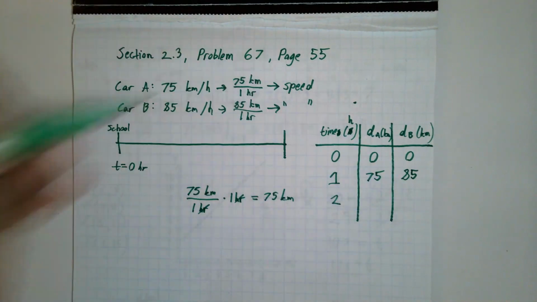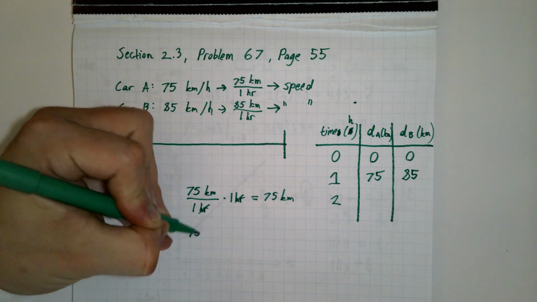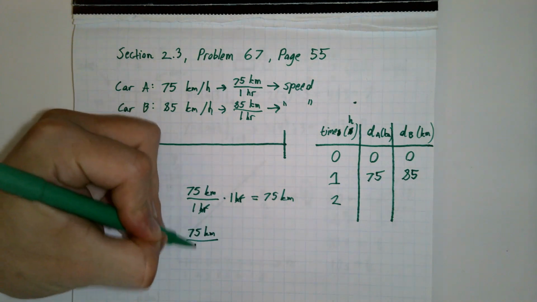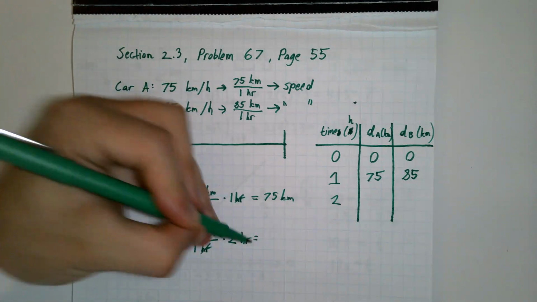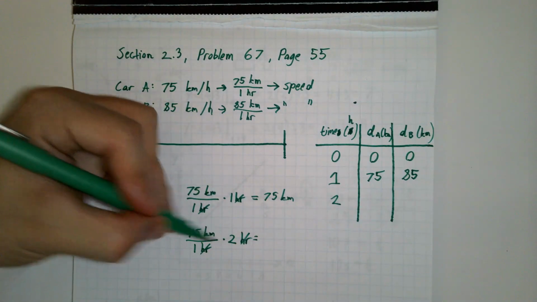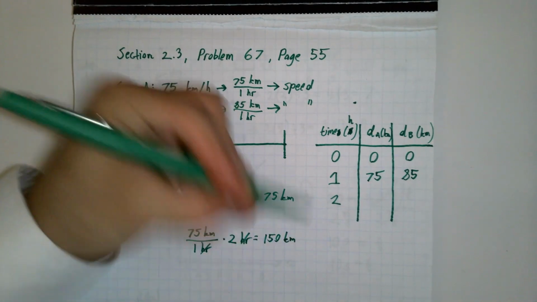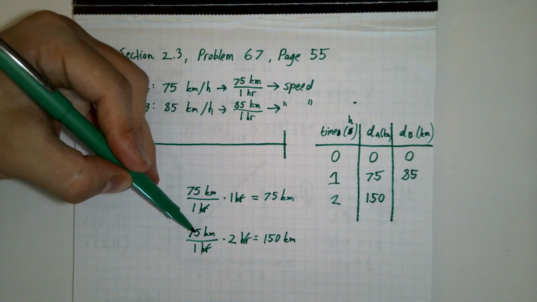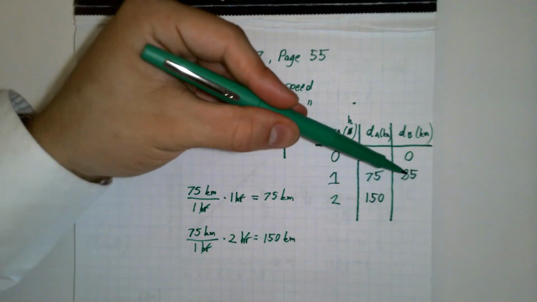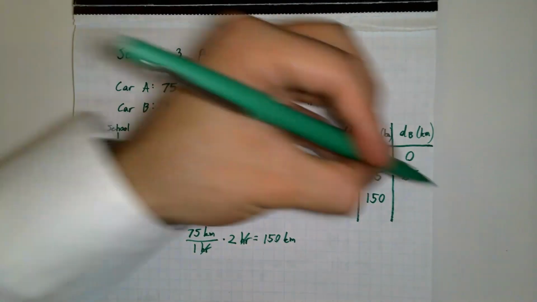What about for the second hour? We can do the same math. Now we have 75 kilometers for every 1 hour, but now we've traveled for 2 hours. So we get 75 times 2 divided by 1, which is 150 kilometers. Similar math here for car B, except this would now be 85 times 2 hours, which is 170 kilometers.